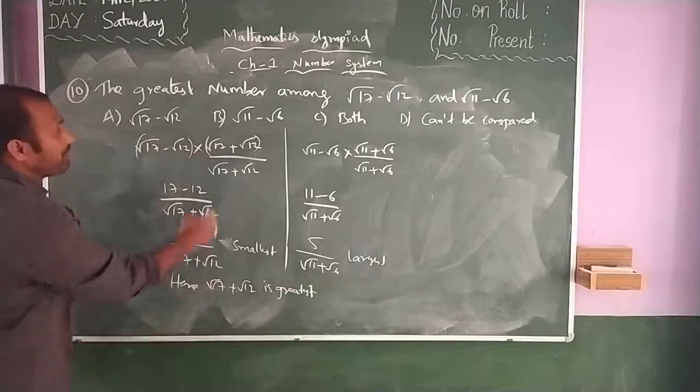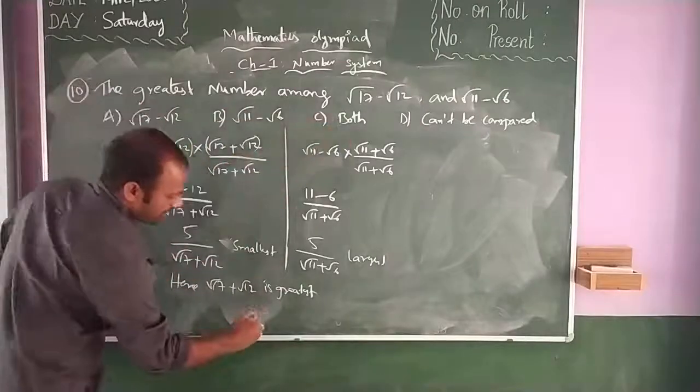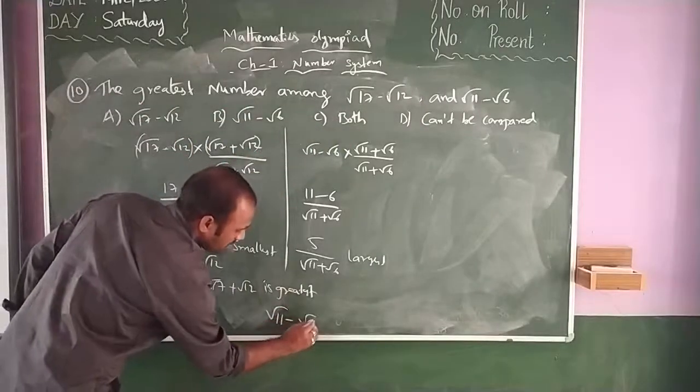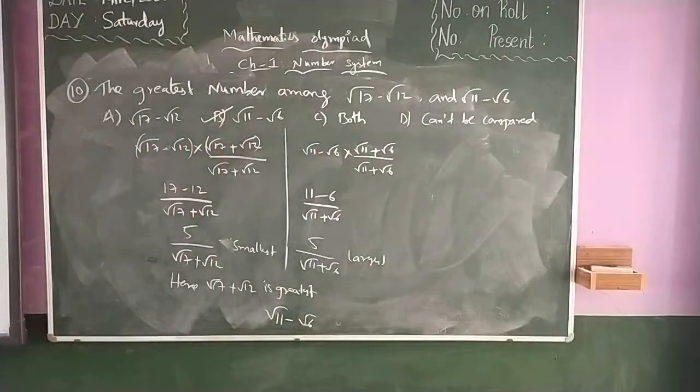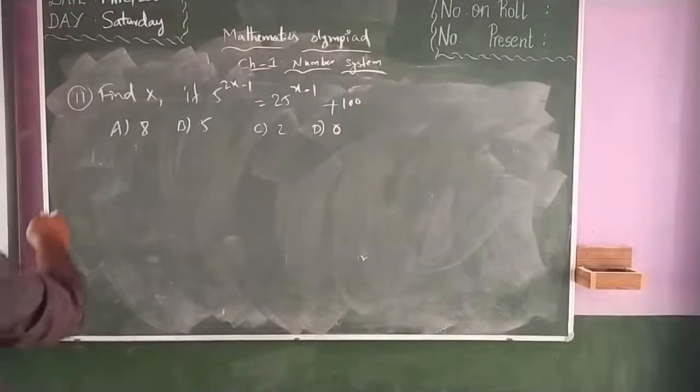So the answer will be, here it is asking for the greatest number. So the greatest number is root 11 minus root 6. Option B. Next, let us see the 11th question.